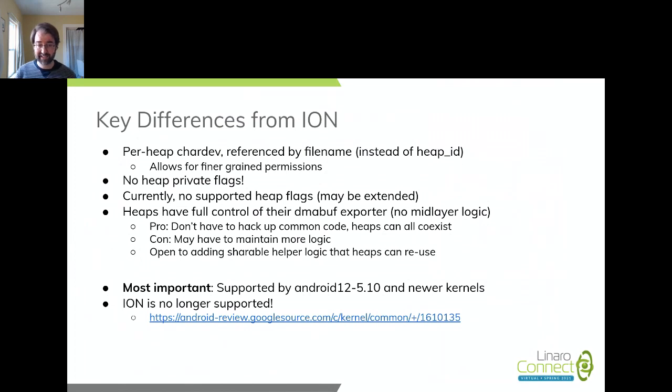The downside to this, however, is that you may have to maintain a little more logic because we don't have a lot of this mid-layer code. We are open to creating shareable helper logic, but we want to see more heaps upstream before we figure out what components make sense to share. And really the most important difference between DMA BUF Heaps and Ion is that DMA BUF Heaps are supported in Android 12.5.10 and newer kernels. Ion has been removed from the staging directory in the 5.11 kernel, and in the Android 12.5.10 kernel, it's been disabled for the GKI kernel.